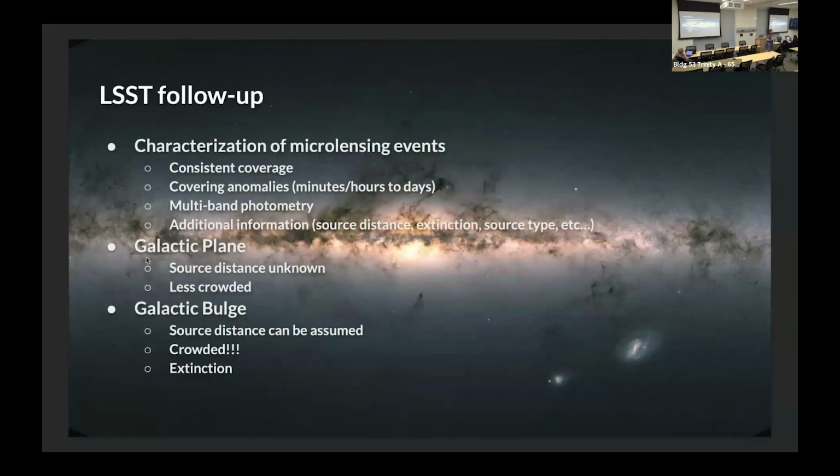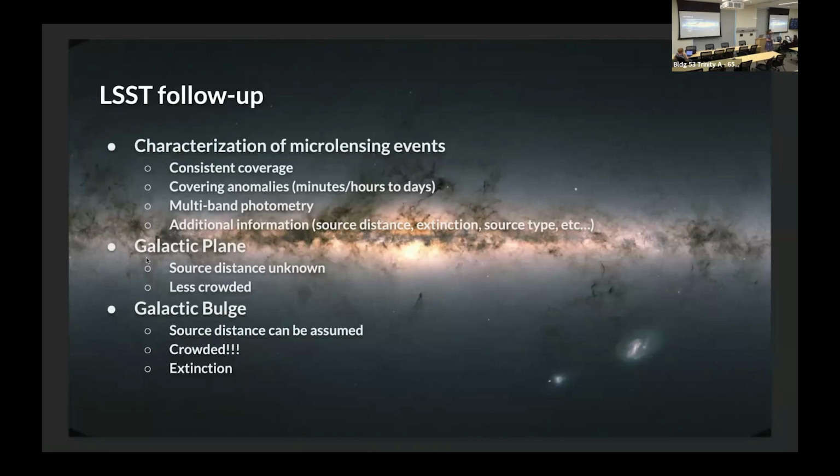First of all, in order to fully uncover the data sets gathered by LSST, we want to do a full characterization of microlensing events. This requires consistent coverage of the event. We need to cover anomalies, which are short. They last from minutes to hours. We need multi-band photometry to use the full capabilities of LSST, and for galactic plane events, we will need all additional information we can discover for these events, which is the source distance, the type of the source, extinction, and so on.